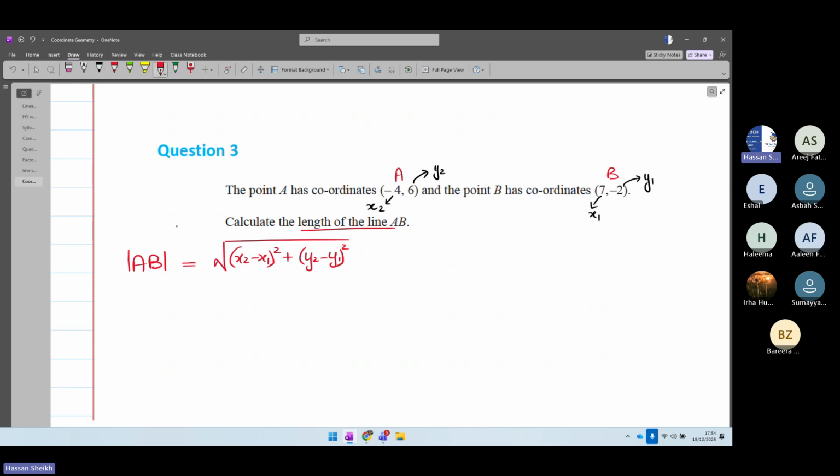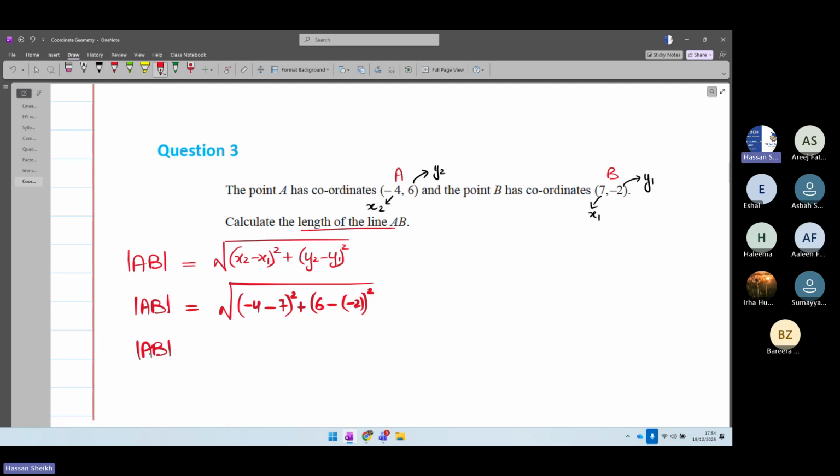Now let's substitute that in our distance formula to find the length of the line AB with the coordinates minus 4 comma 6 as A and 7 comma minus 2 as B. X2 here is minus 4 minus x1, which is 7, whole squared, plus y2, which is 6, minus y1, which is minus 2, whole squared.